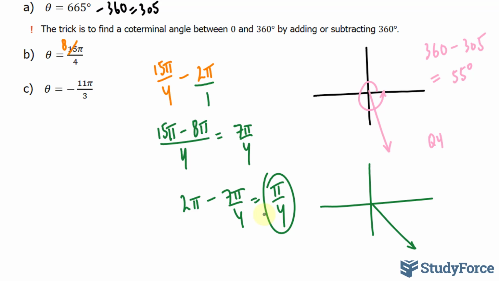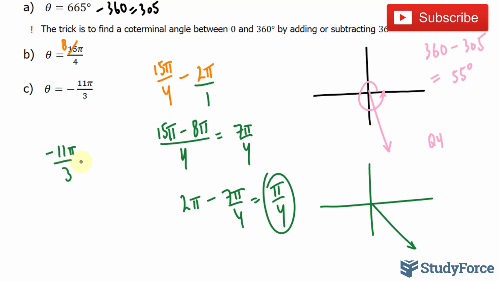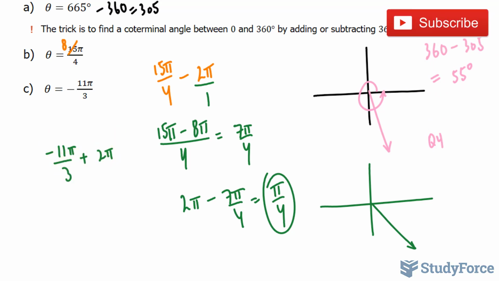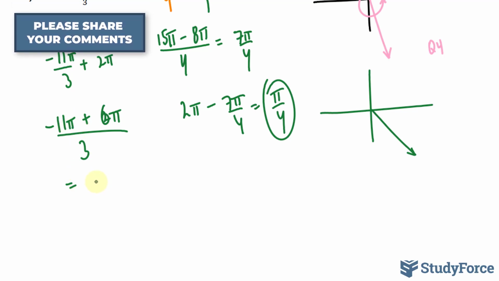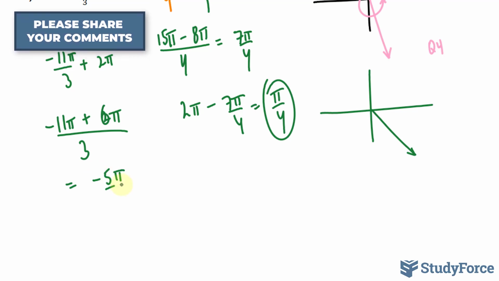Finally, in question C, we have theta is equal to negative 11 pi over 3. This is less than 0, so obviously we will be adding 2 pi each time. We have negative 11 pi over 3 plus 2 pi. Let's see if this will get us an angle that's between 0 and 2 pi. Finding a common denominator, 3 times 1 is 3. 3 times 2 pi is 6 pi. And 1 times negative 11 is negative 11 pi. Negative 11 plus 6 is equal to negative 5 pi over 3.